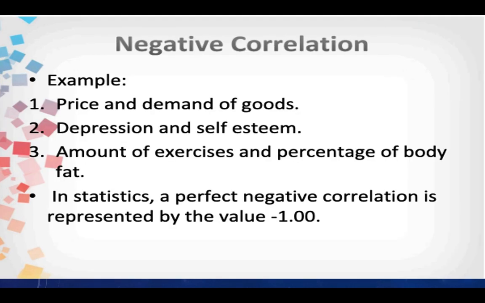Let's take some examples. One is price and demand of a good: if the price increases, the demand for the good will decrease. Depression and self-esteem: if depression increases, self-esteem will decrease. Another example is the amount of exercise and percentage of body fat: if we increase the amount of physical exercise, the percentage of body fat will come down. So that is called negative correlation.